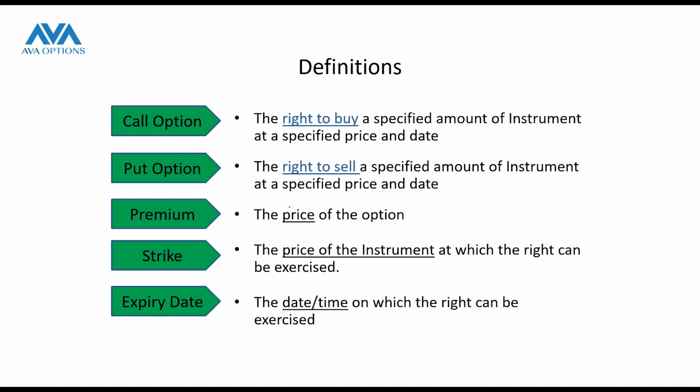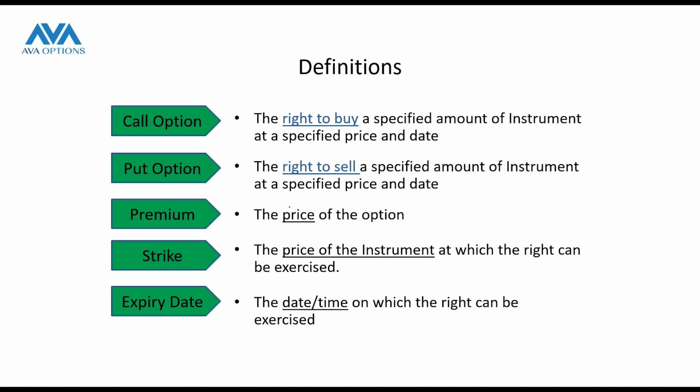So let's just review some definitions. A call option gives you the right to buy a specific amount of an instrument at a specific price and date. A put option gives you the right to sell. Premium is the price of the option, or the cost of the option. Strike is the price at which you have the right to buy or sell. That's the exercise price, or the strike. And the expiration date, or expiry date, is the date and time on which you have that right to exercise.